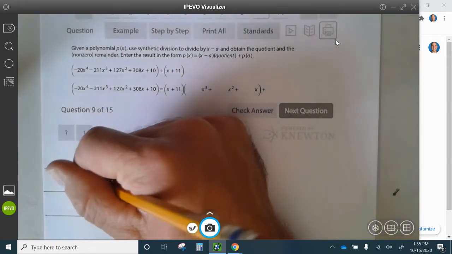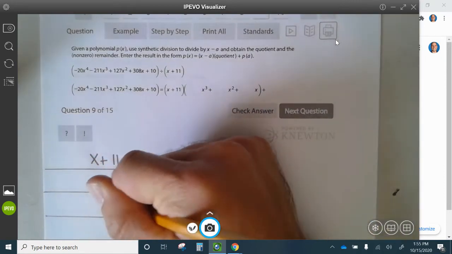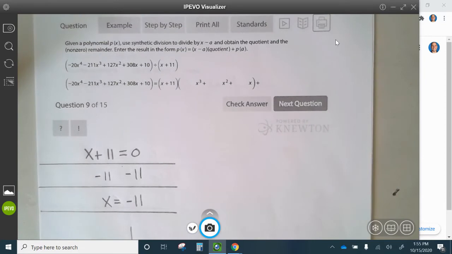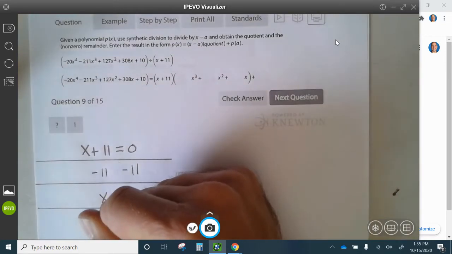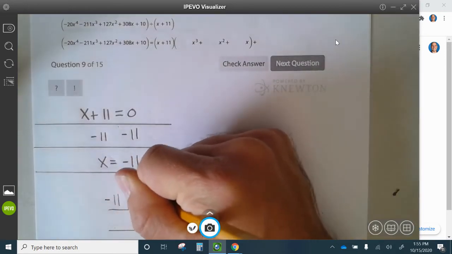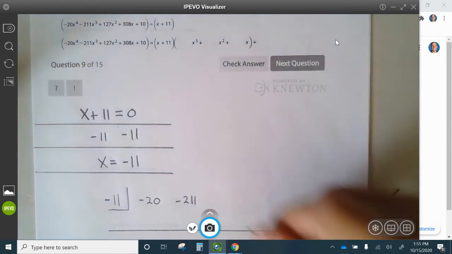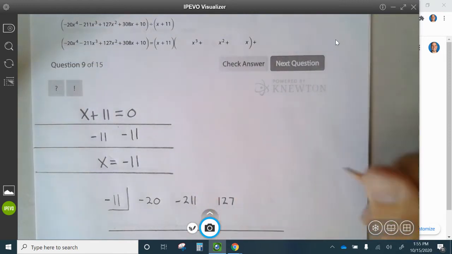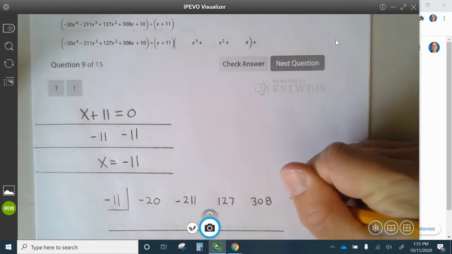Okay, and solve. So you subtract 11 from both sides. So x equals negative 11. Okay, so that's your a value, negative 11. So now we bring down the negative 20, negative 211, 127, 308, and 10.